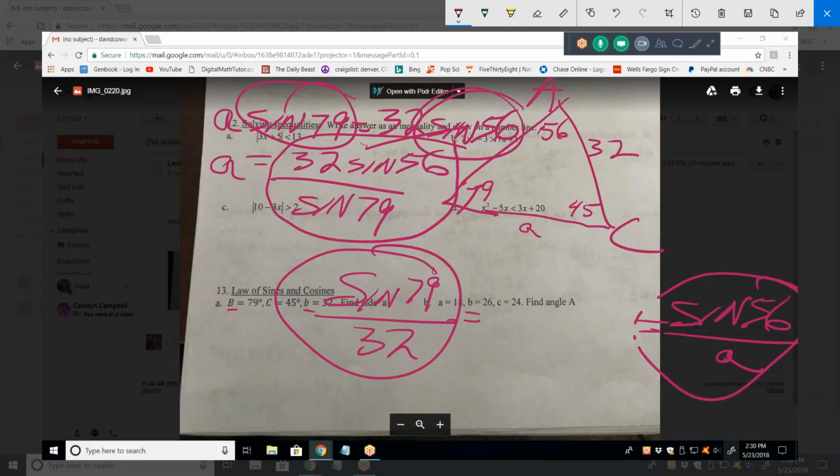But this comes up with a number. Now, the only thing I know about that number is that it's got to be less than 32. Because there's a rule about triangles, that the longest side has to be opposite the biggest angle, and the shortest side has to be opposite the shortest angle. Well, we're opposite the middle angle, so I know this number has to be less than 32. That's all I know. If I get something greater than 32, I've made a mistake.